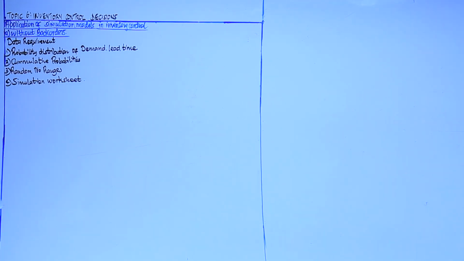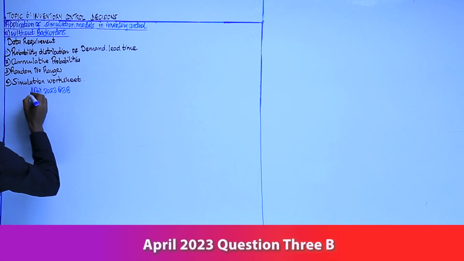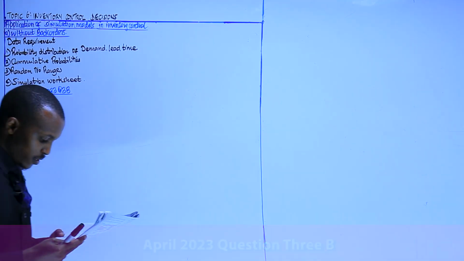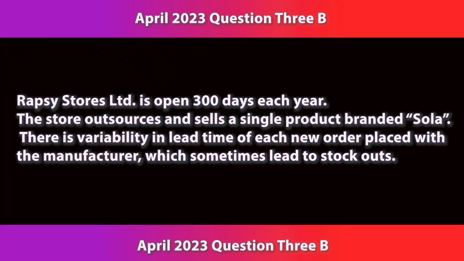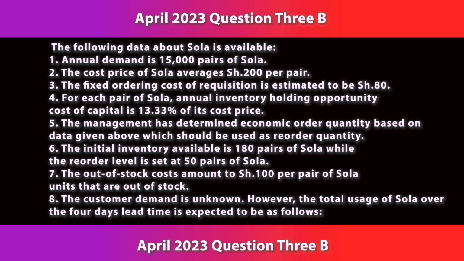So I want us to look at a question of April 2023, question 3B. Where they're saying, Raspi Stores Limited is open 300 days each year. The store outsources and sells a single product, branded solar. There is variability in lead time of each new order placed with the manufacturer, which sometimes leads to stockouts. Annual demand is 15,000 pairs of solar. Cost price of solar is 200 per pair. Fixed ordering cost of requisition is estimated to be 80 shillings.